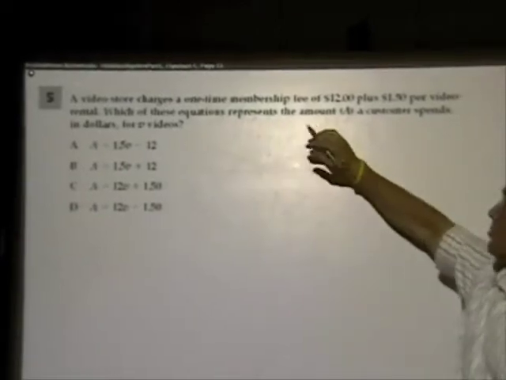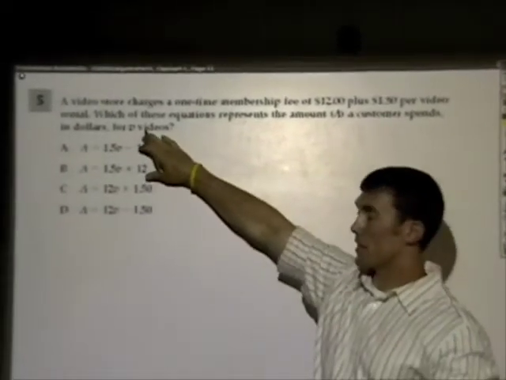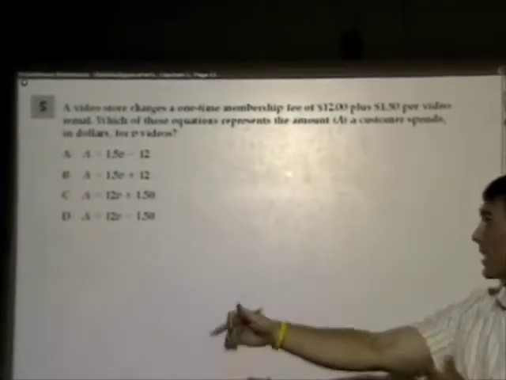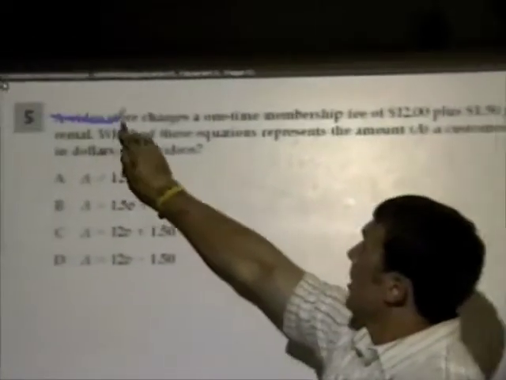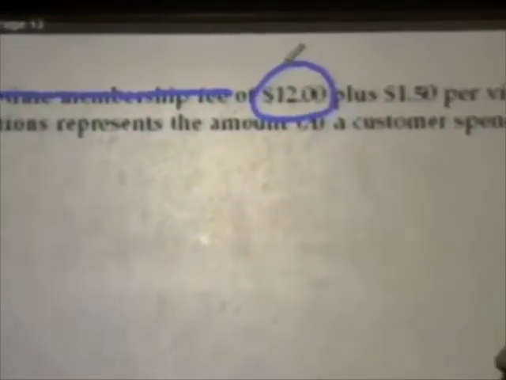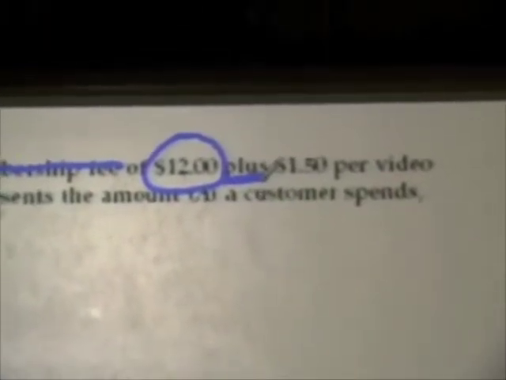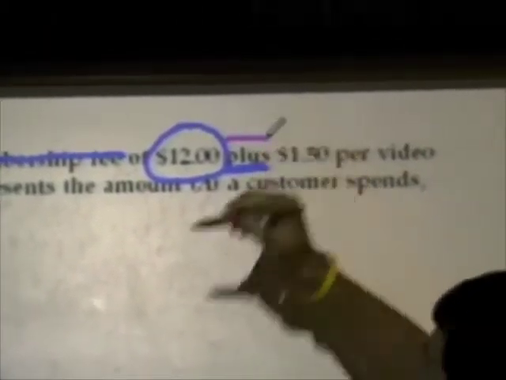Which of these equations represents the amount A, a customer, spends in dollars for V videos? Well, the way I would read that, blah, blah, blah, membership fee of 12. Important. 12. And the word plus, extremely important. It tells you your operation.